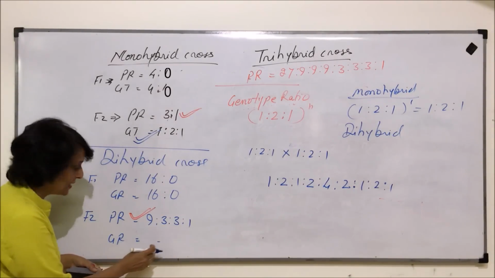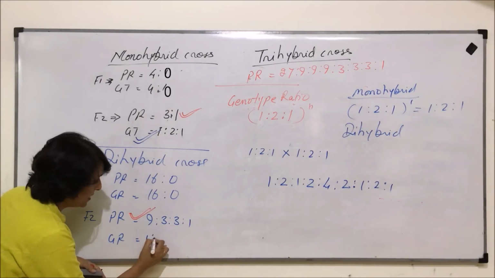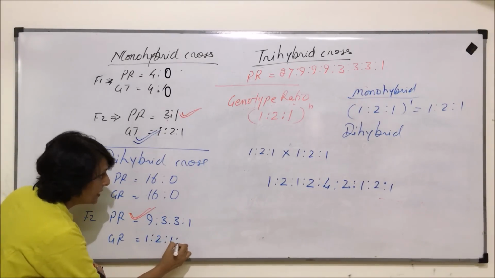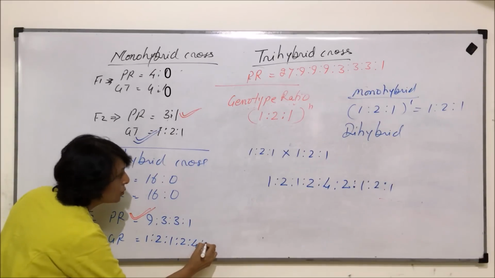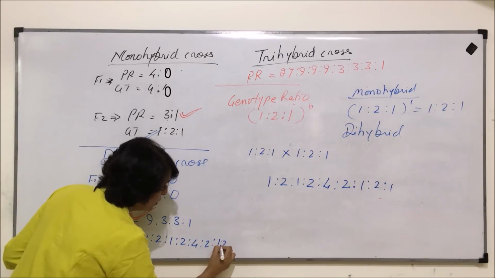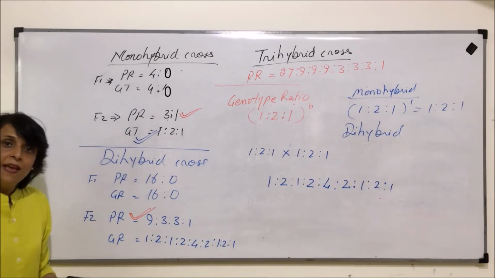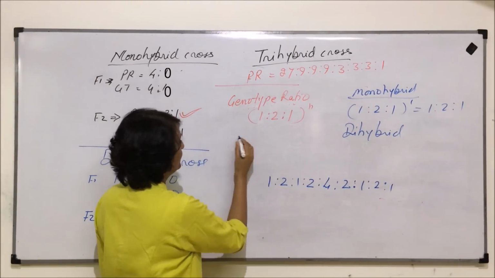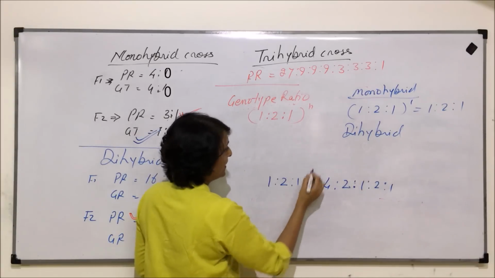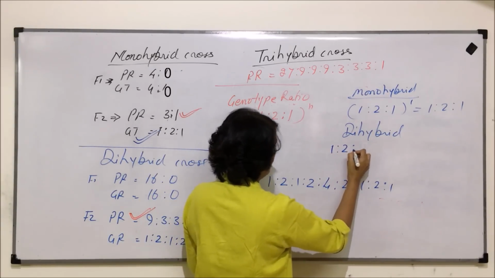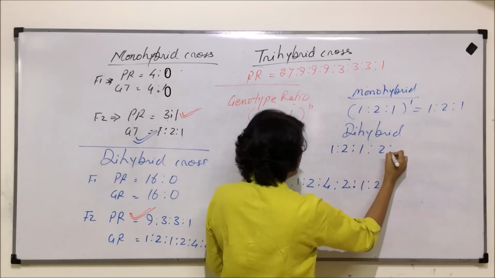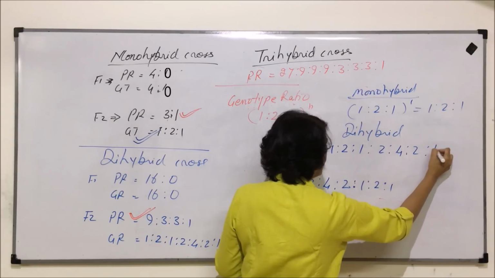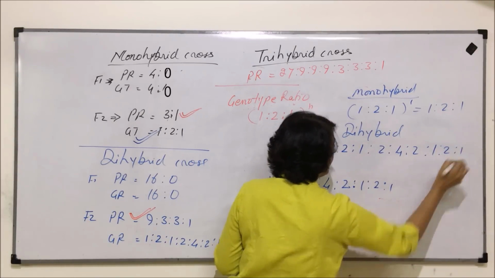And that is why we left this blank here. So it is 1 is to 2 is to 1 is to 2 is to 4 is to 2 is to 1 is to 2 is to 1. Now let us do it with a trihybrid cross. So this is your dihybrid ratio. 1, 2, 1, then 2, 4, 2, and then 1, 2, 1.